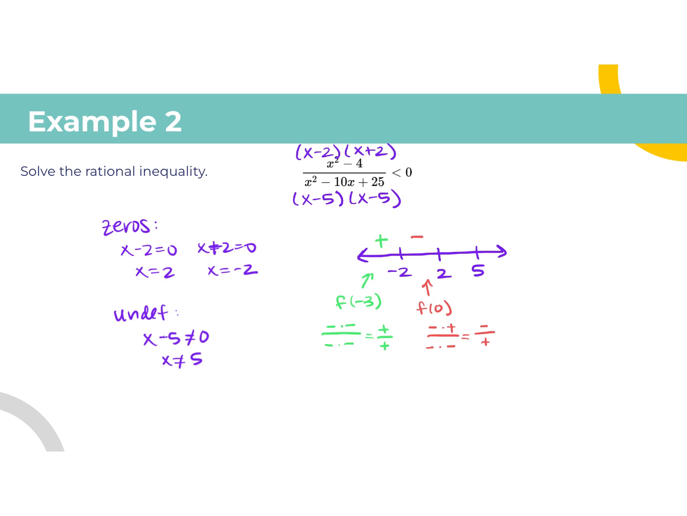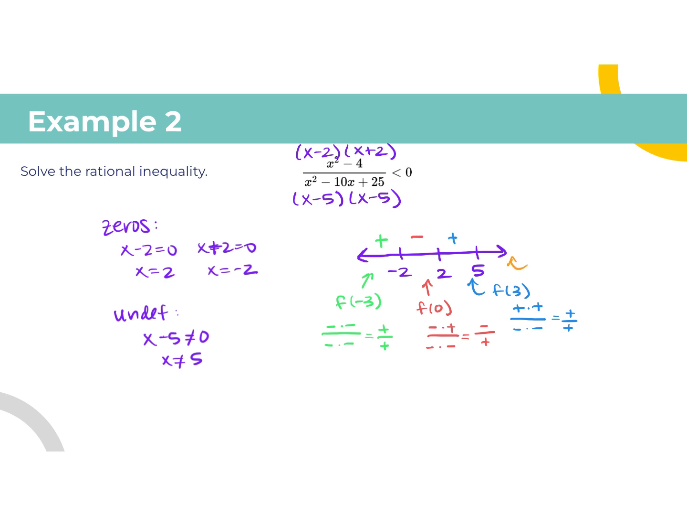In my next interval, I'm going to plug in positive 3. If I plug in positive 3, I would get 2 positive factors in my numerator. In my denominator, I would get 2 negative factors. So that would end up being a positive over a positive, which leads me to a positive interval.